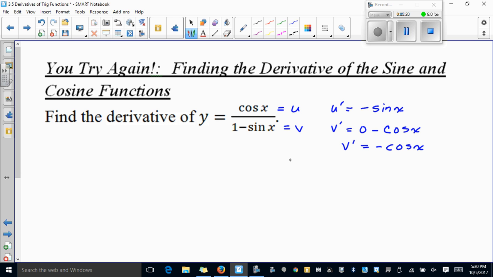So we go this way, so I have negative sine of x times 1 minus sine of x, minus, and we'll multiply this way. So I have the negative cosine, so let's just write it. So I have cosine of x times negative cosine of x, all over 1 minus sine of x.